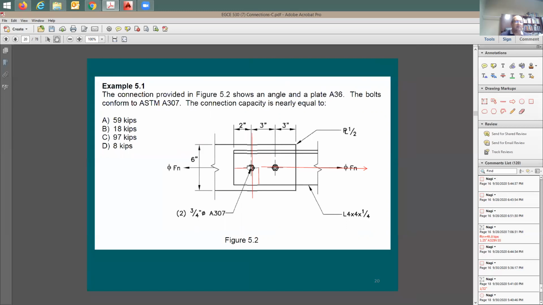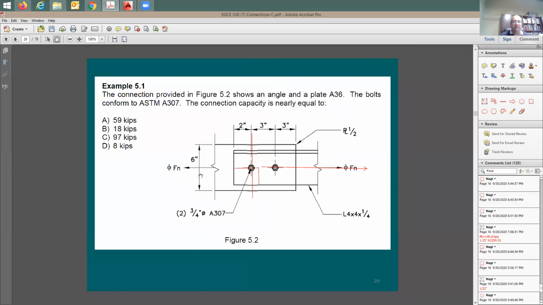So you need to deduct the hole size times the plate thickness or the leg thickness. For the plate, it's going to be the hole size times half an inch. For the angle, it's going to be the hole size times quarter of an inch. Why? Because the leg thickness is quarter of an inch. All right. How about the plate width? I'm going to say the plate width is equal to 6 inches.